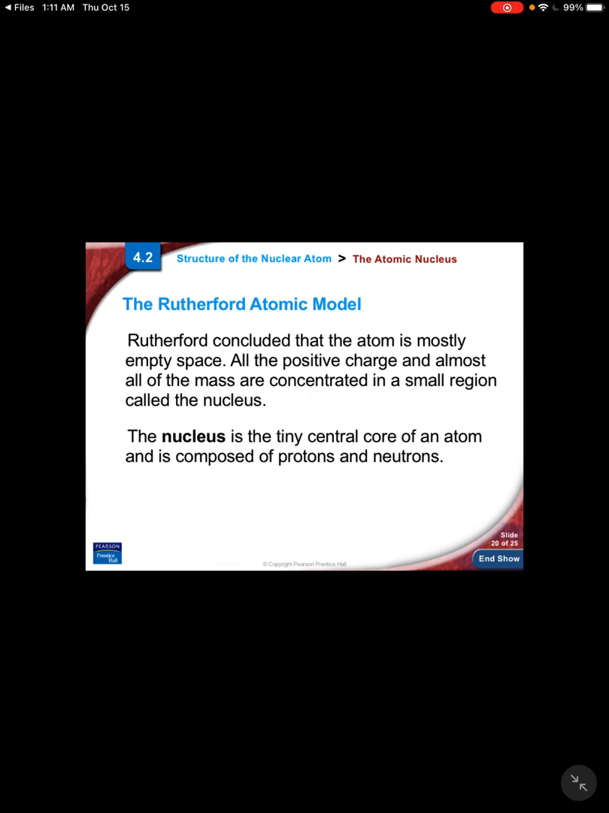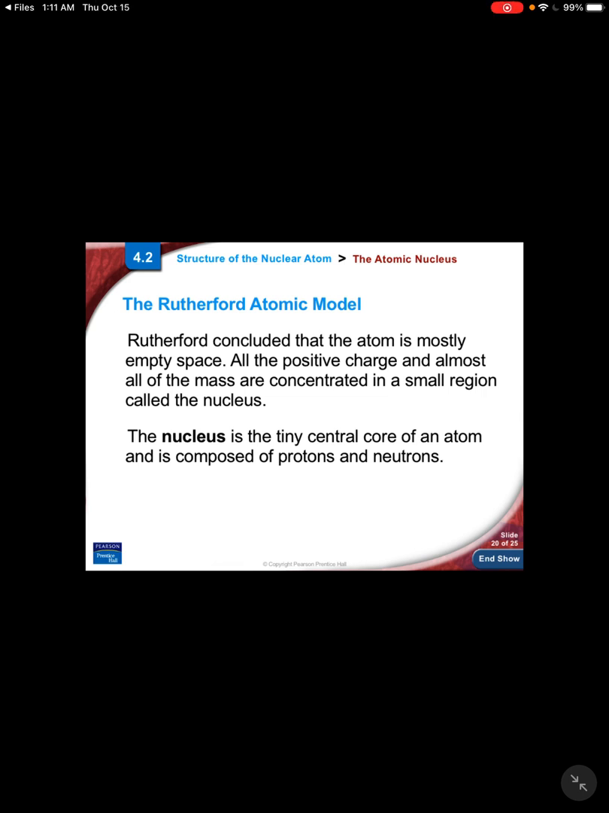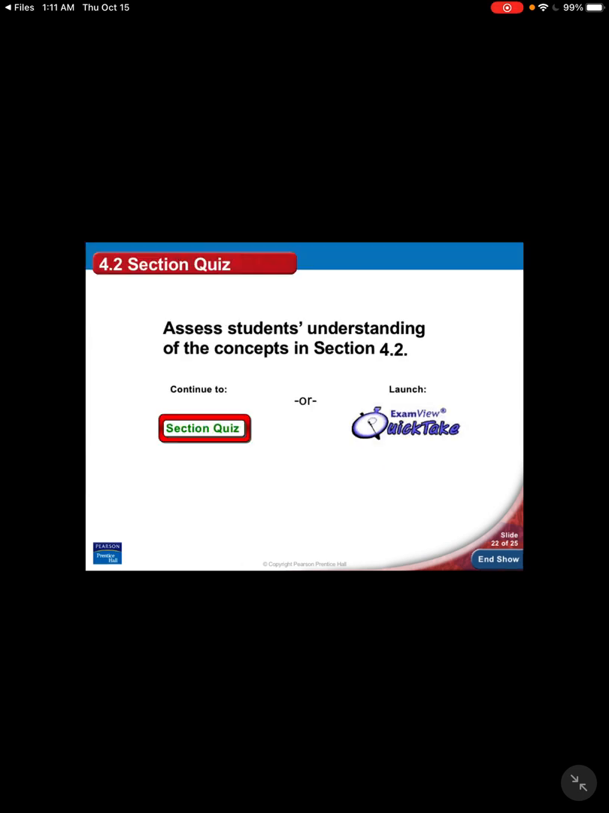We now know the nucleus is made up of protons and neutrons, and they're surrounded by a cloud of moving electrons. Those electrons are central to our theory, but I don't want to say central because they move around and about the nucleus. How they will be distributed is the subject of our next topic.